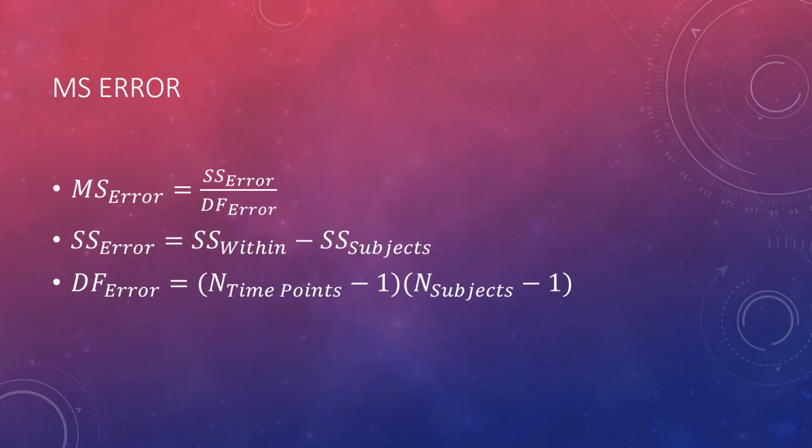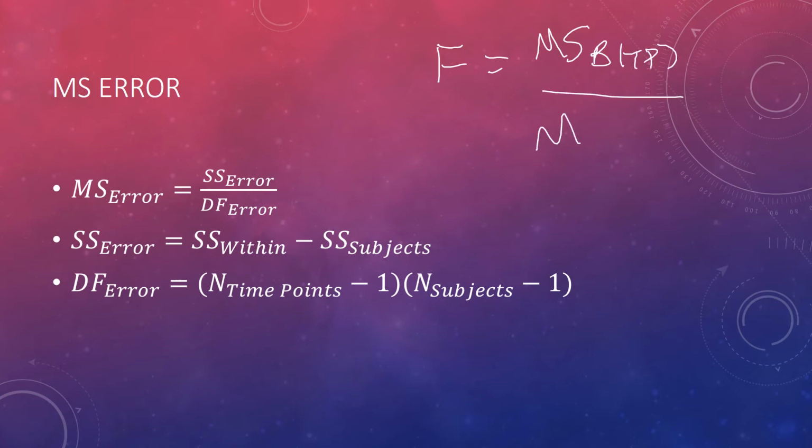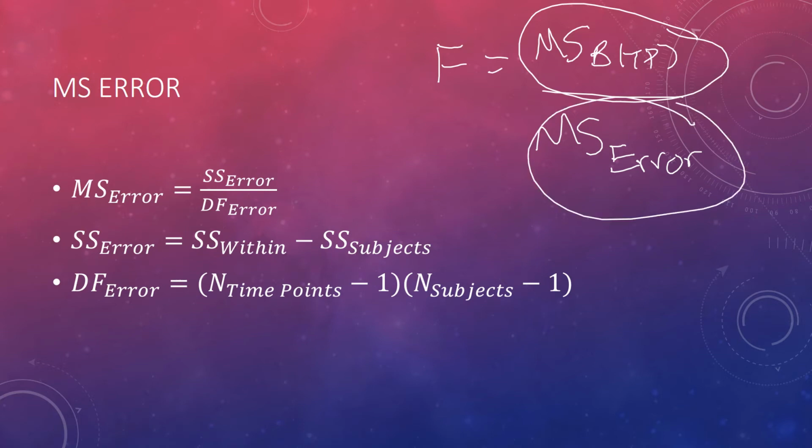So next, we want to get the MS error. So remember, the F for the within subjects ANOVA is the MS between, or between time points, divided by the MS error. So the error, remember, is the within, but taking out the variability for the subjects. So here we have it, and remember we already got the MS between. So now we want to get the bottom portion.